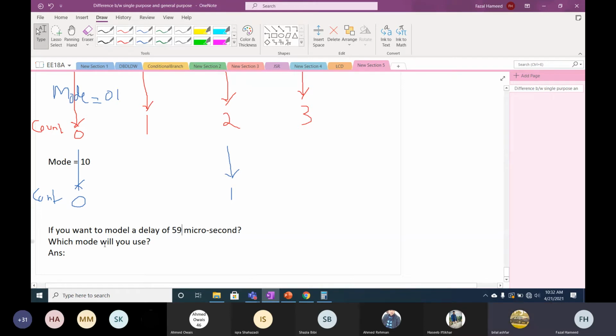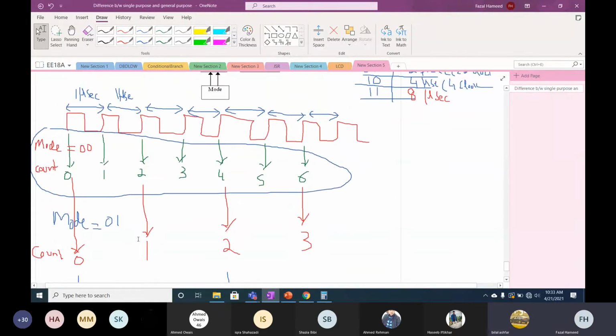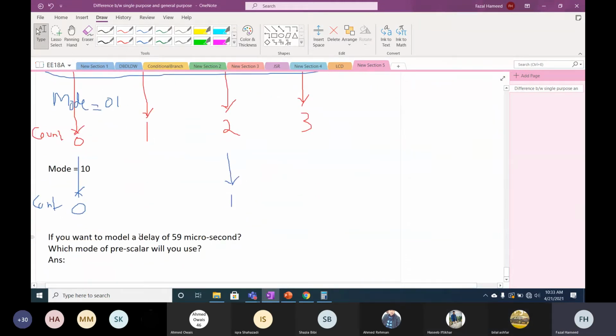Which mode will you use? Sir, 59. No, which mode will you use? Mode 0 0, 0 1, 1 0, or 1 1? 0 0, sir. Why 0 0?